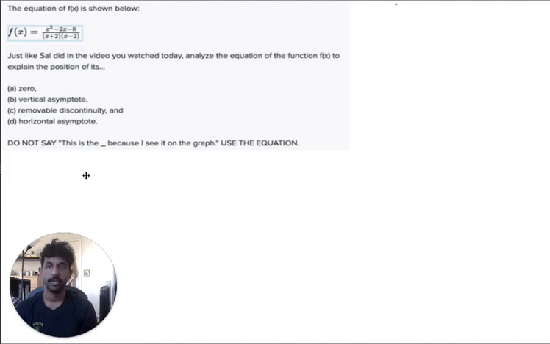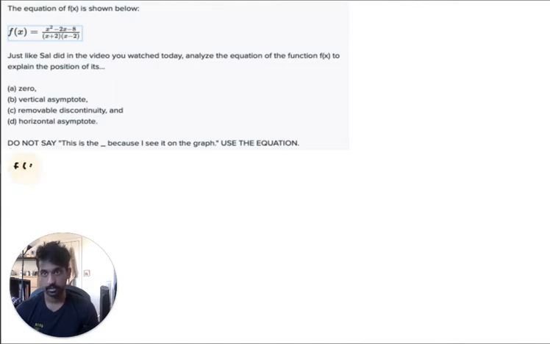This question, similar to the previous question, is asking us to do an analysis of our function. And in order to do that analysis effectively, we need to look at the different parts of our function. Again, here it says, find the zero, vertical asymptote, removable discontinuity, horizontal asymptote. No, we don't want to do that all in that order. If we find certain things at different times, that's okay. And so let's start off just by looking at this.